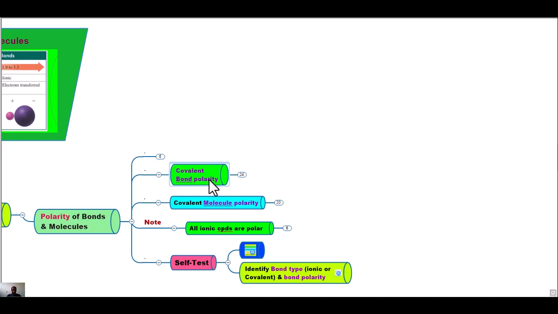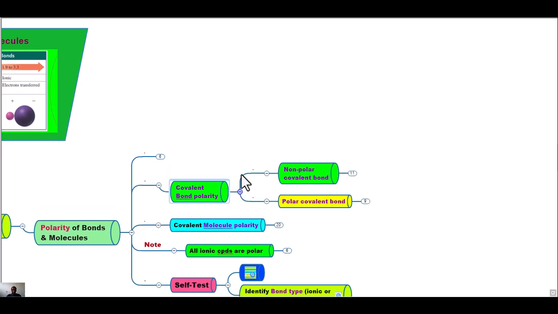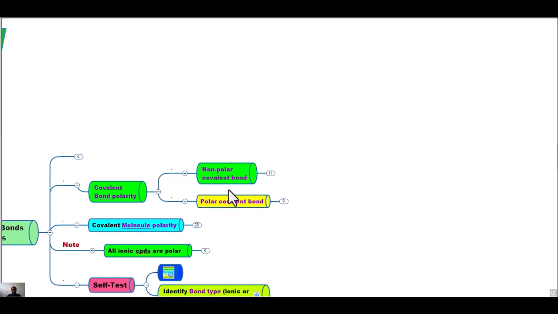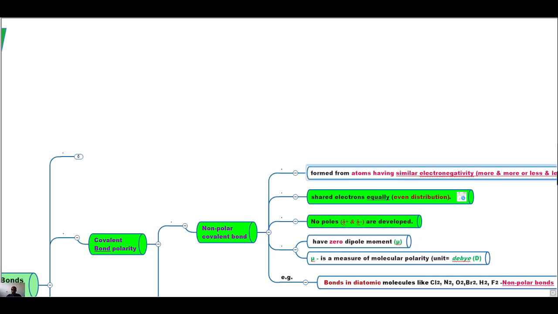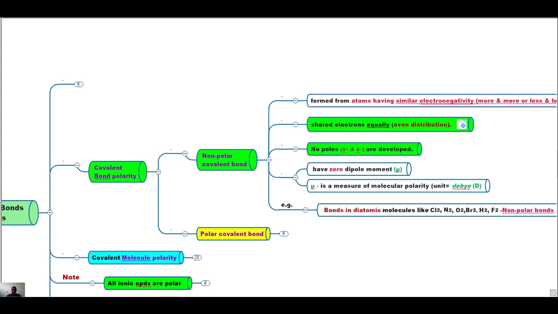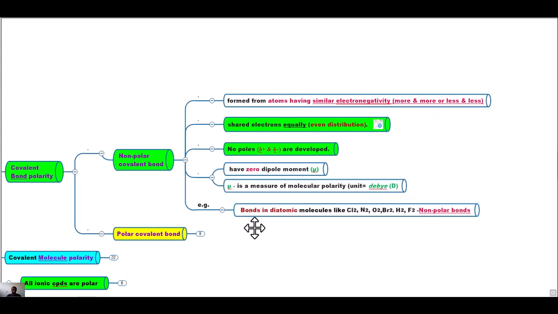Another thing is covalent bond polarity and covalent molecular polarity. Let me explain bond polarity first. Based on bond polarity, covalent bonds can be classified into two: nonpolar covalent bond and polar covalent bond. What is the difference between these two, the nonpolar covalent bond and the polar covalent bond? The difference is this one.